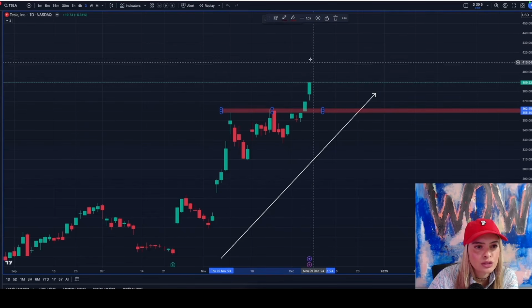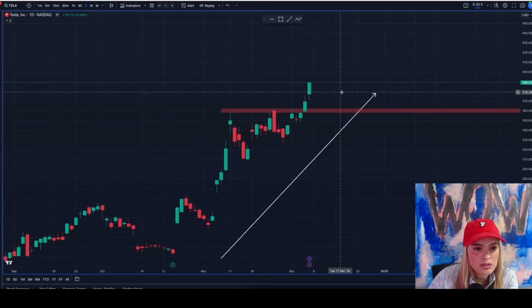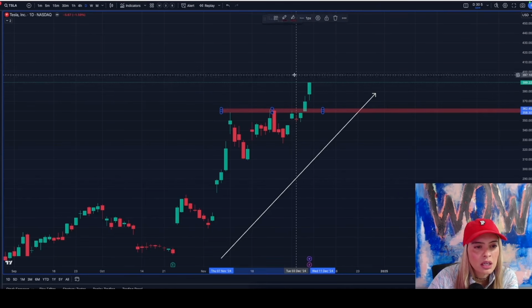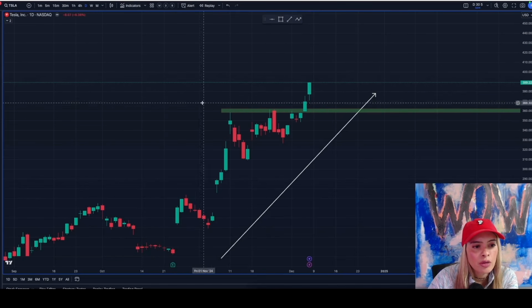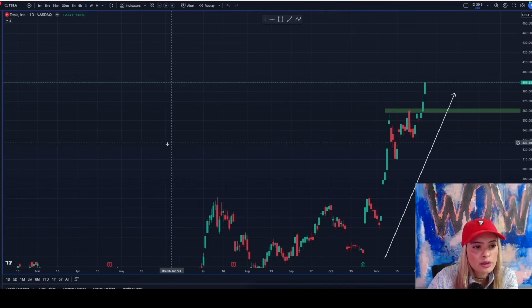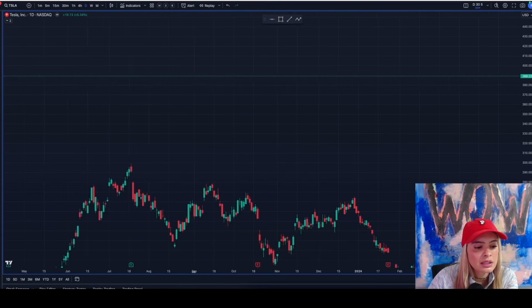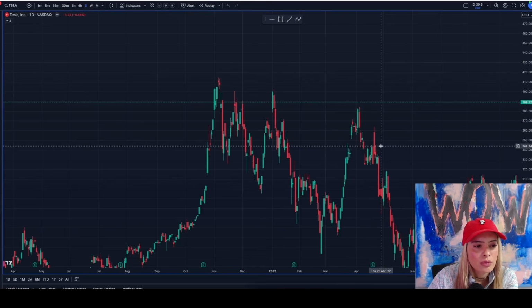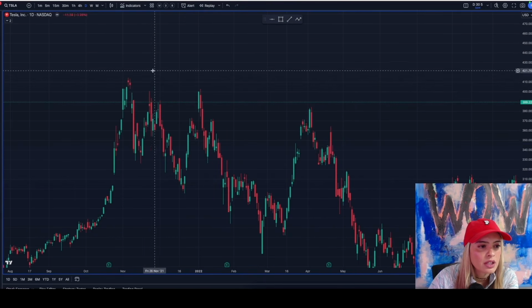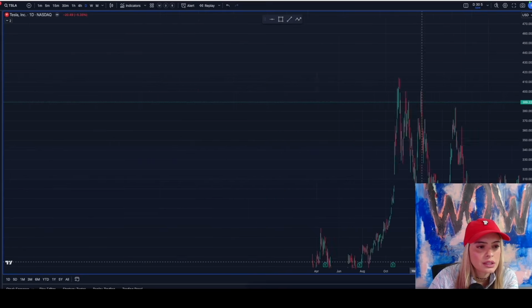Now it looks like it's acting as support, so we have multiple touches, more than 3, acting as support, and then in the past it was acting as resistance, so that means it's an important level to watch out for. And then, okay, I don't have any candlesticks here that I can compare to see if I can spot a level. So we need to go in the past and see if Tesla has any price action above where it is right now, right?